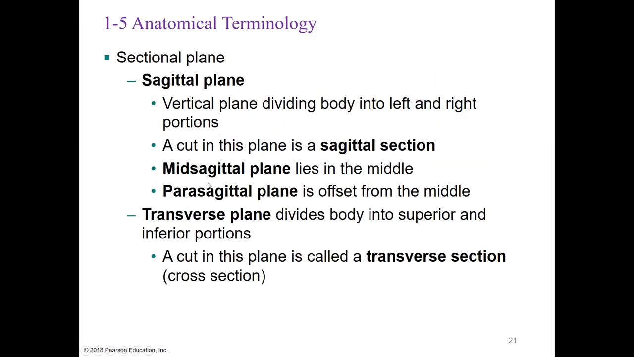So next we have a sagittal plane, which is a vertical plane dividing the body into a left and right side. Now, a cut in this plane is called a sagittal section, but there are really two kinds of sagittal planes for us to talk about. Mid-sagittal plane lies perfectly in the middle, so this is going to divide you into an equal left and right half. Parasagittal plane is offset from the middle, so this is still a plane that would divide you into left and right, but they are not necessarily equal halves.